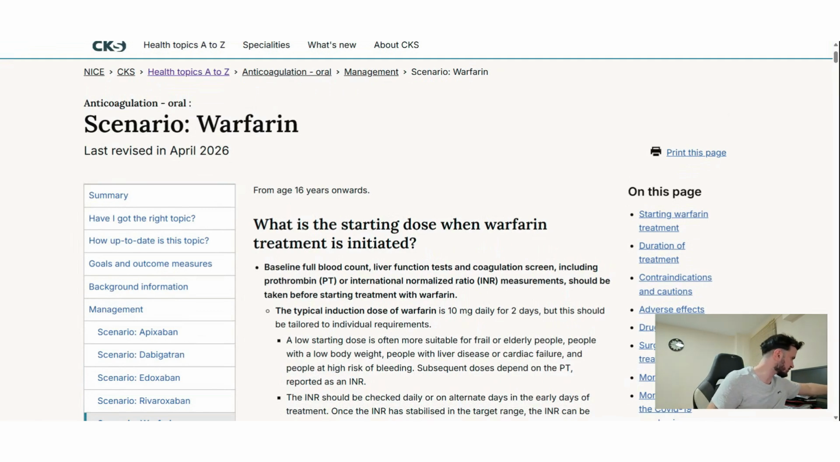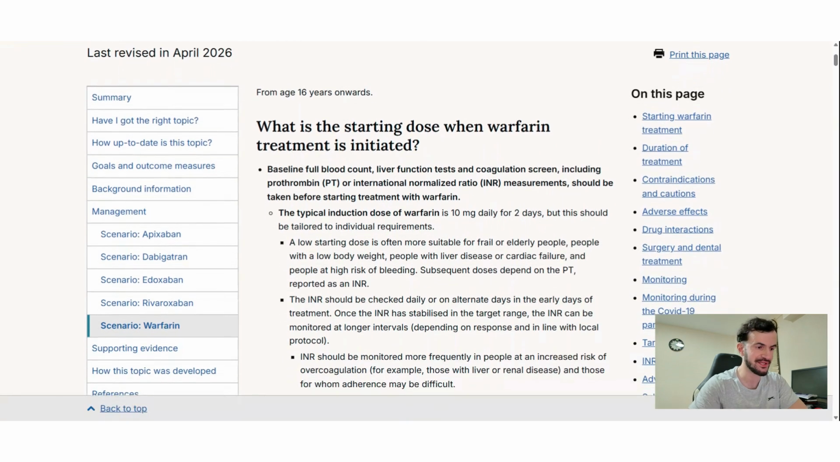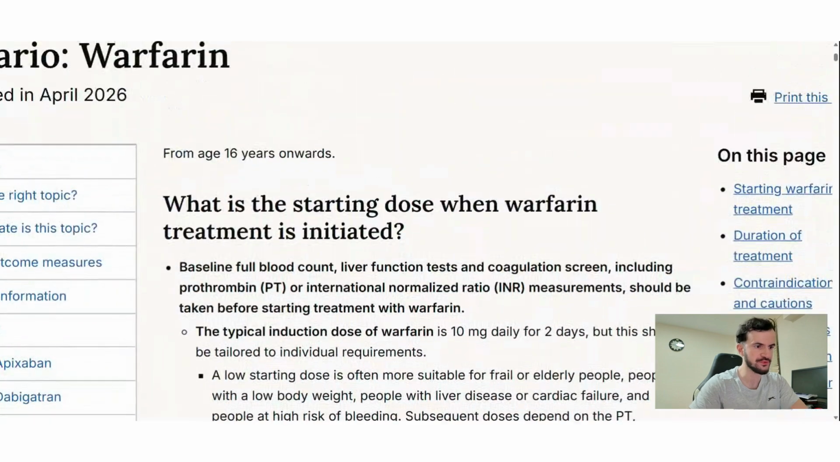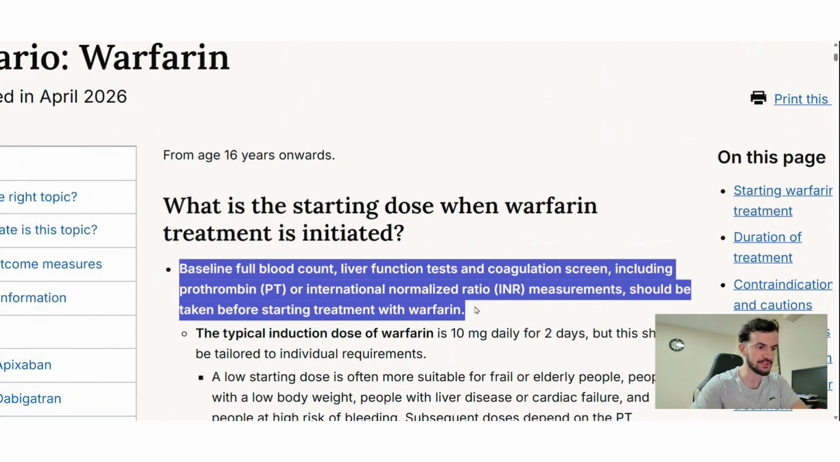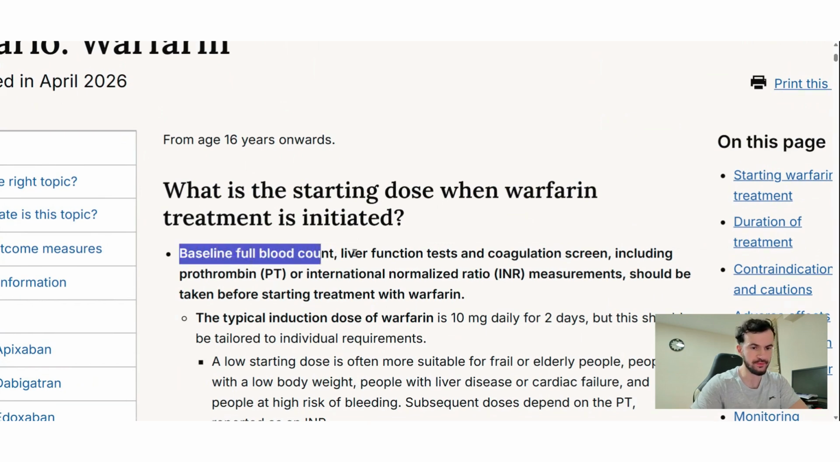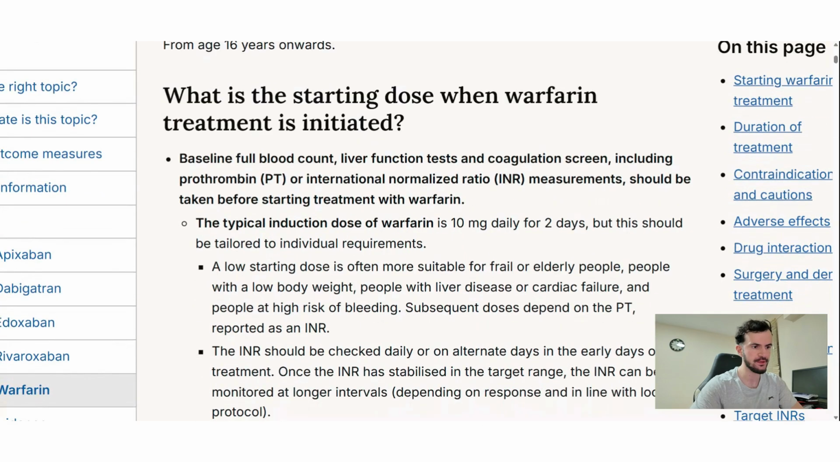So an important point to understand is the fact that there is a starting dose of warfarin, so it's titrated, a bit similar to ACE inhibitors. So first and foremost, what are the things that you need to monitor before initiating warfarin? You need to monitor a baseline full blood count, FBC, an LFT, and coagulation screening, including PT or INR measurements. First point. So FBCs, LFTs, coagulation screening, which includes your PT or INR measurements. This is before initiation, right?